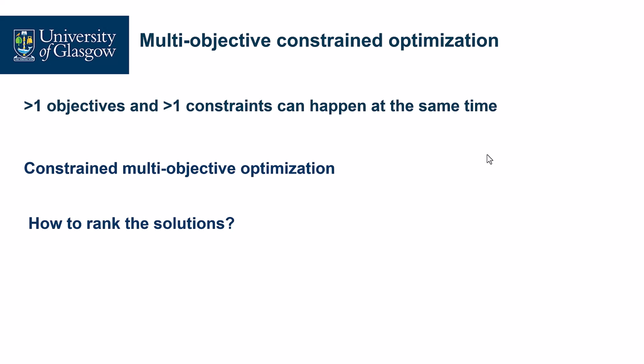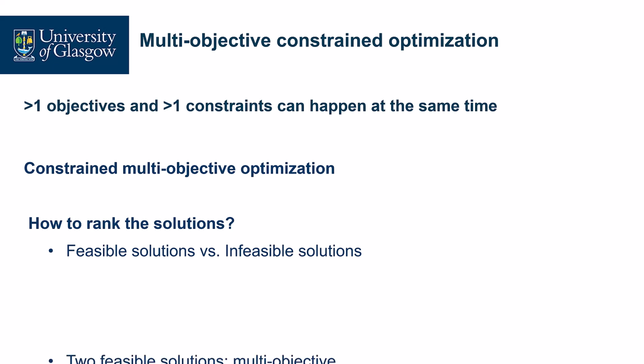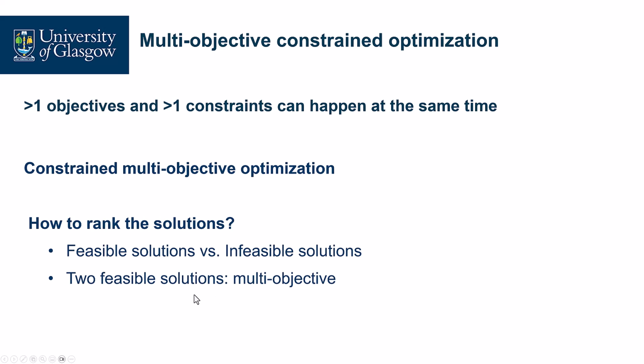So we first go to constraints, right? If we randomly pick two solutions, one of them is feasible, the other is not feasible. Then which one is better? The feasible one. Then if we find two feasible solutions, then we use what? We use the multi-objective way to identify. If we find two infeasible solutions, what shall we do? We compare the constraint violations. Right. So this is the way.